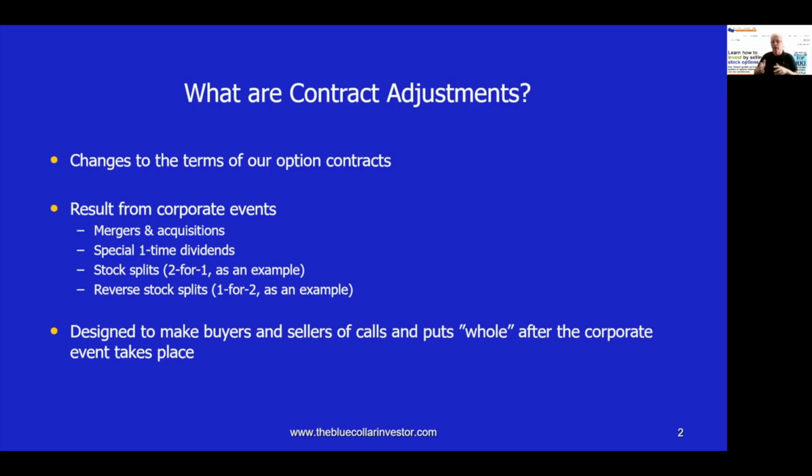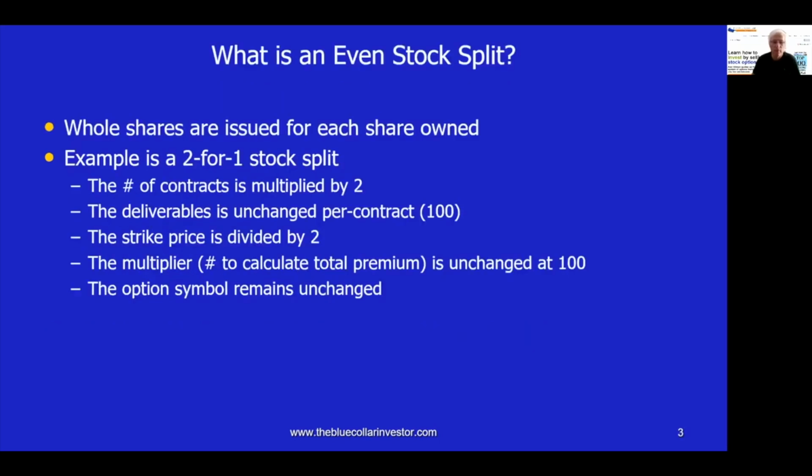Now, by adjusting these contracts, the Options Clearing Corporation, or OCC, strives to make buyers and sellers of both calls and puts whole. So there are no winners or losers as a result of these contract adjustments. We are all made whole. So don't worry when you see our contracts adjusted as a result of a corporate event. We're just back where we started before.